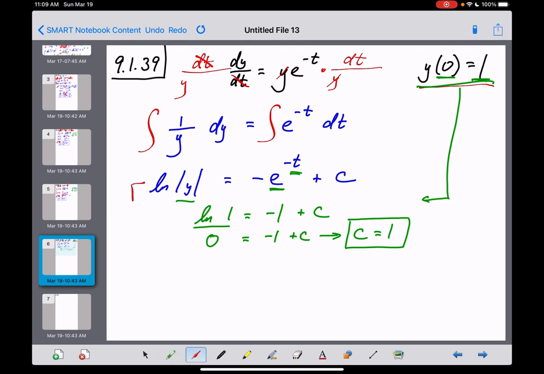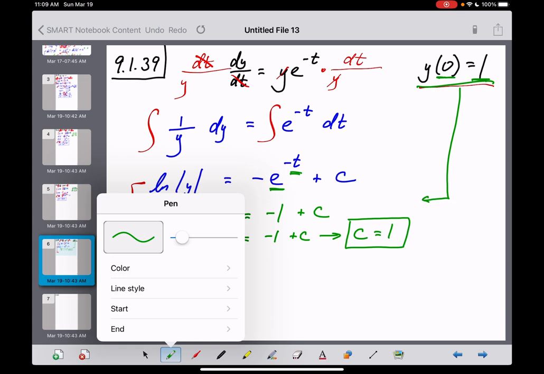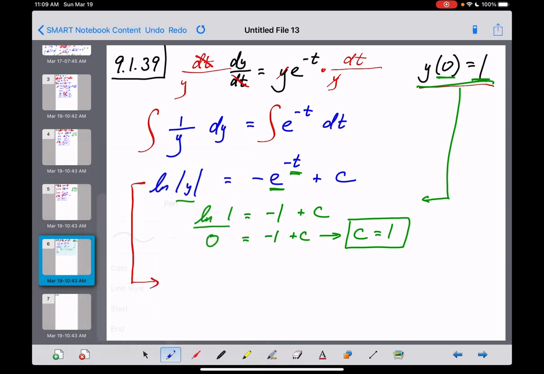So let's go back to where we were just a moment ago. I'm going to switch back to blue here again. And now that we are armed with this new information that c is 1, let's see what we can do to come up with our specific solution. The natural log of the absolute value of y is equal to a negative e to the negative t, and a plus 1 at the end of all that.